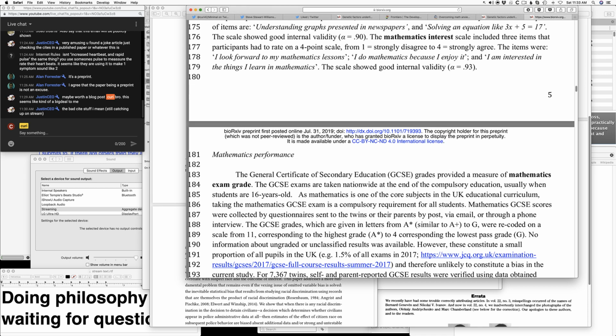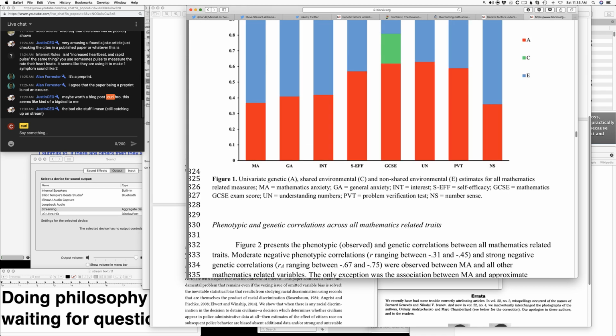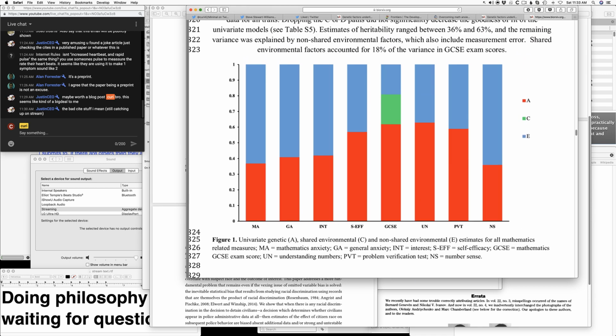I'm wondering if that graph comes from the paper or if he colored it in. Oh no, it's from the paper. Okay, he just literally screenshots a graph from a paper and tweets it.